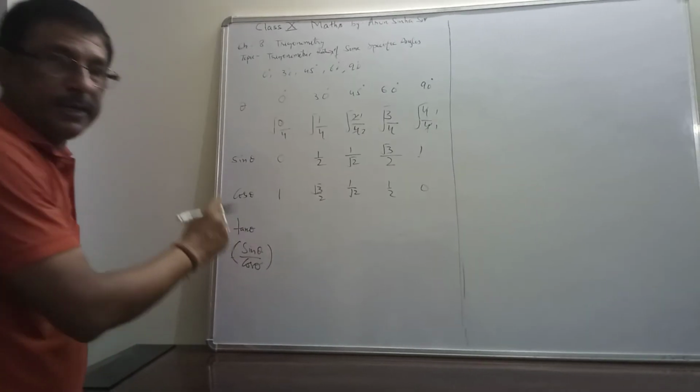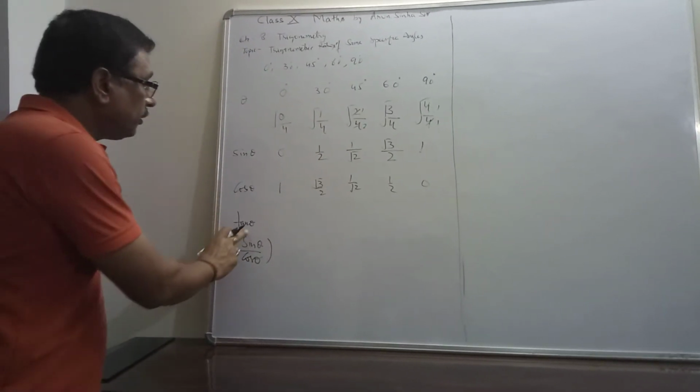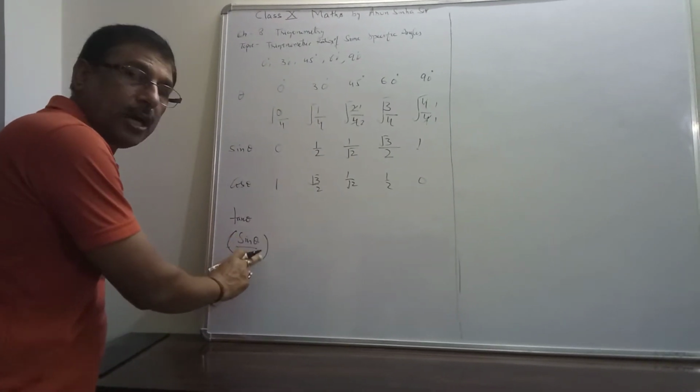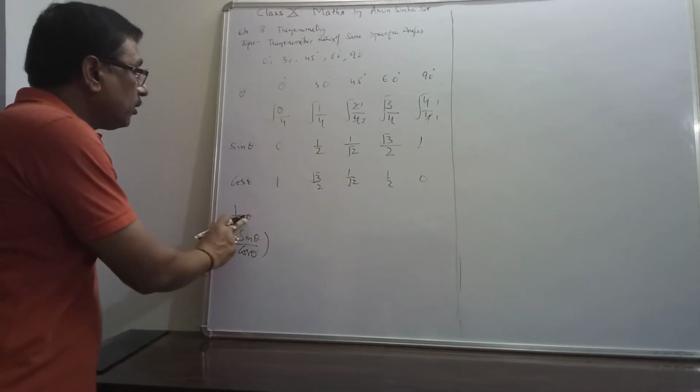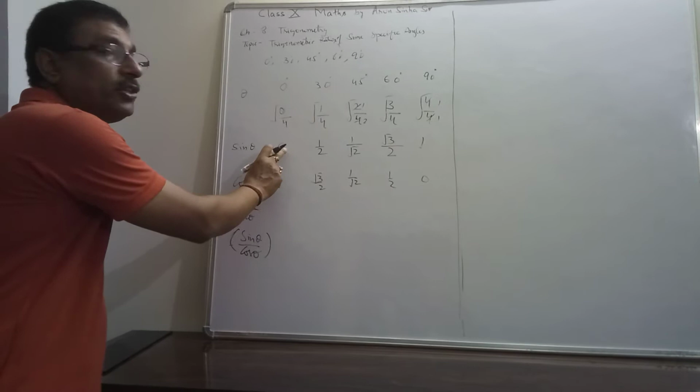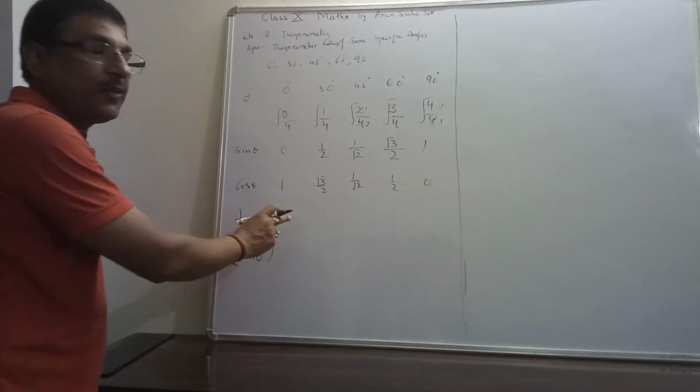So in a later stage you will learn how you obtain these. So tan theta is basically sin theta upon cos theta. That means you can see the sin theta value, this is the cos theta. So divide the sin theta value by the cos theta value. So what will you get, children?